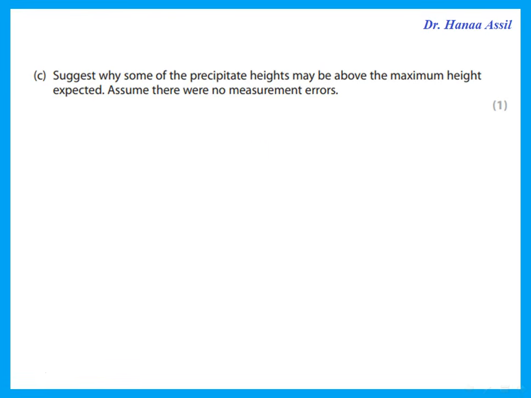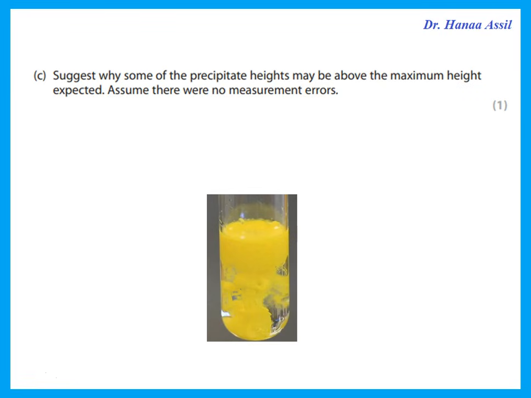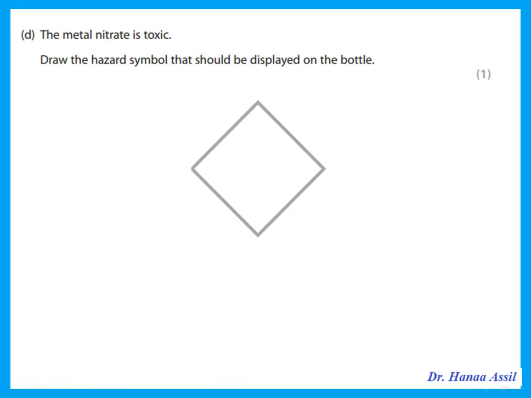Suggest why some of the precipitate heights may be above the maximum height expected. So sometimes we measure the height of the precipitate, but it's actually higher than what it should be. What do you think happened? Well, we should actually leave the precipitate to settle down before we measure the height. So if the height came out too high, that probably means that we did not give the precipitate enough time to allow it to settle down. So the precipitate was not left long enough to settle down.